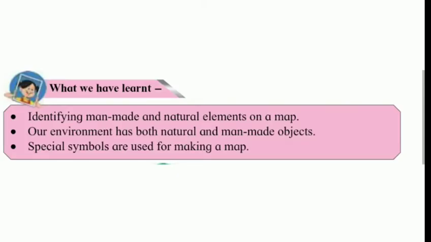And now students, we will have a quick look at what we have learned. We have learned identifying man-made and natural elements on a map. Our environment has both natural and man-made objects and special symbols are used for making a map.